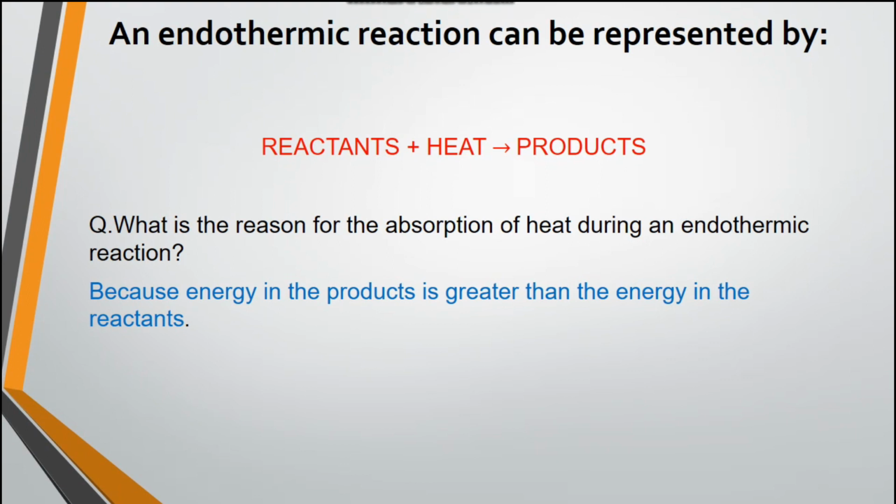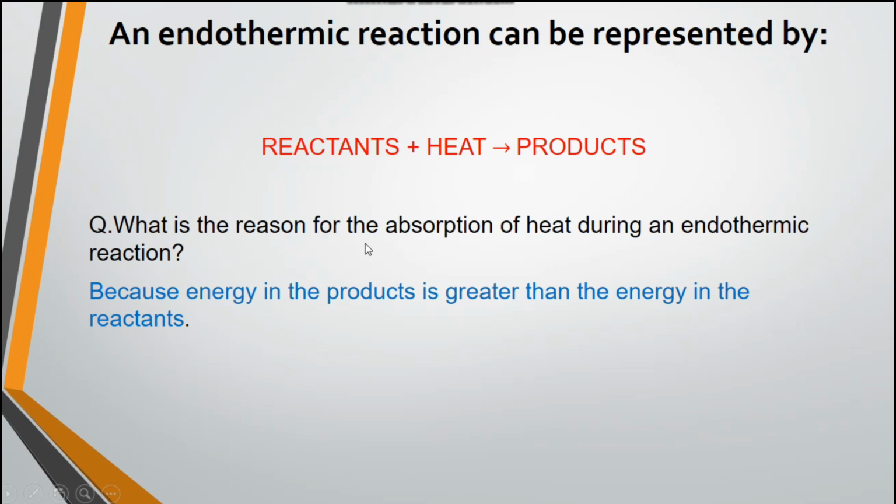This is how we represent an endothermic reaction. Reactants plus heat, that means the extra heat is absorbed here. Reactants plus heat gives the products. The heat is absorbed and the energy of the products is greater than the reactants. The reactants have less energy than the products.